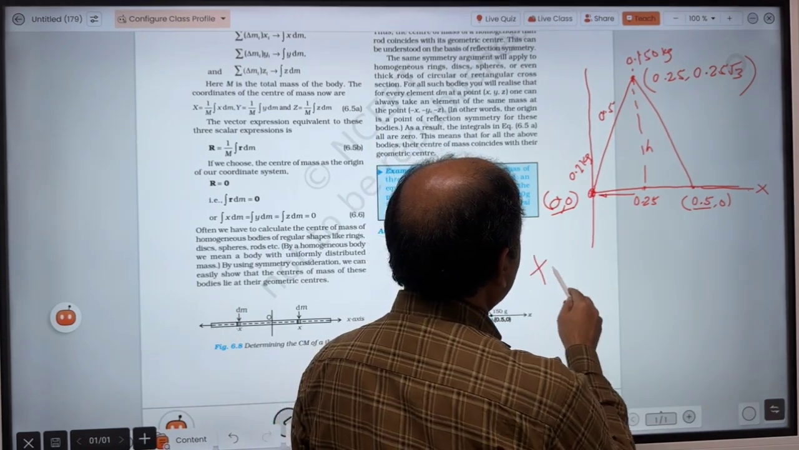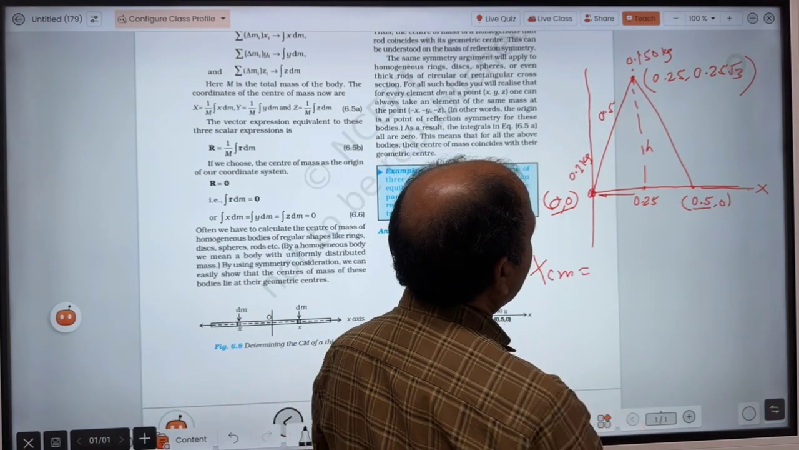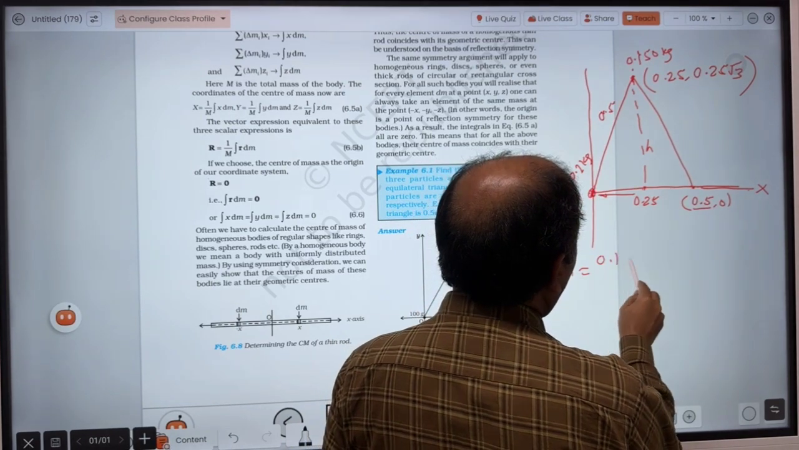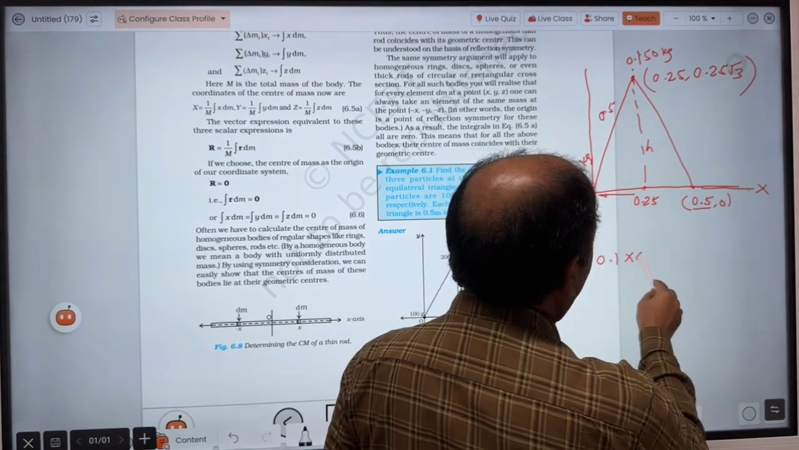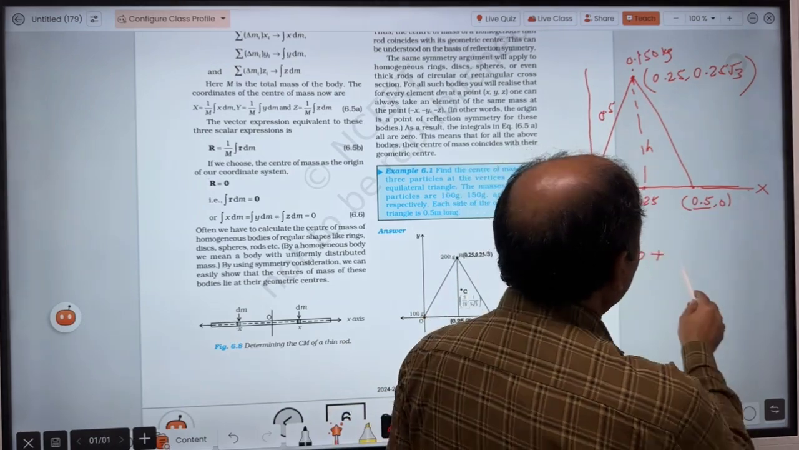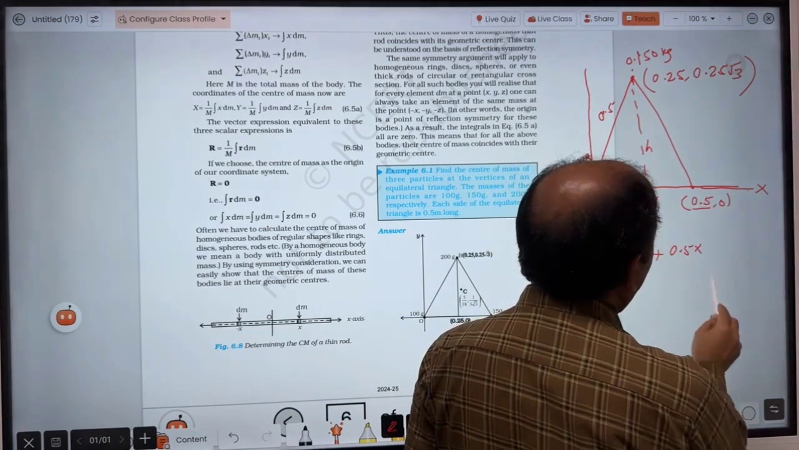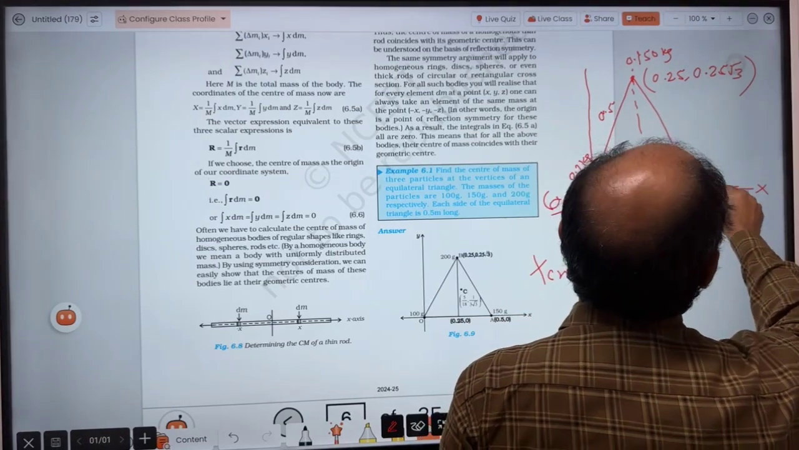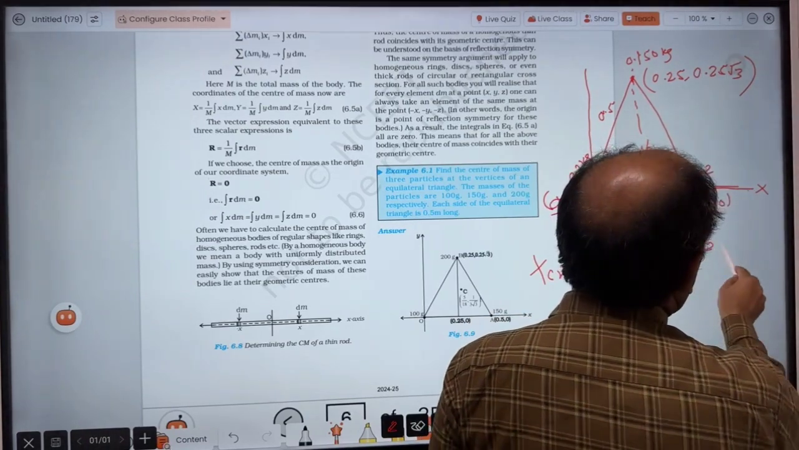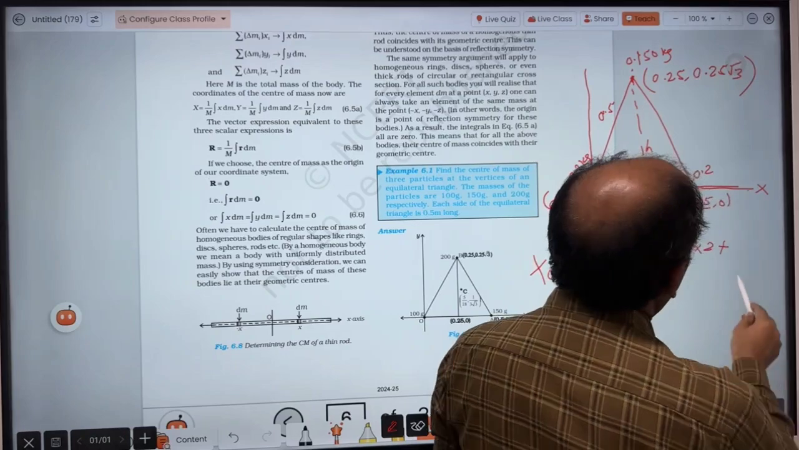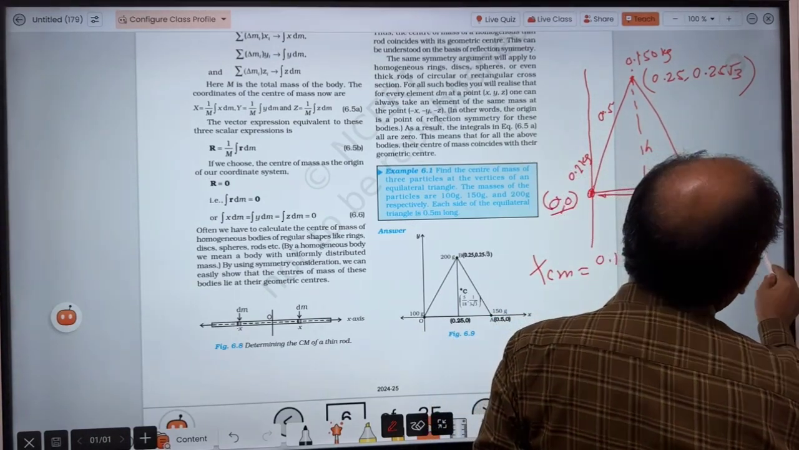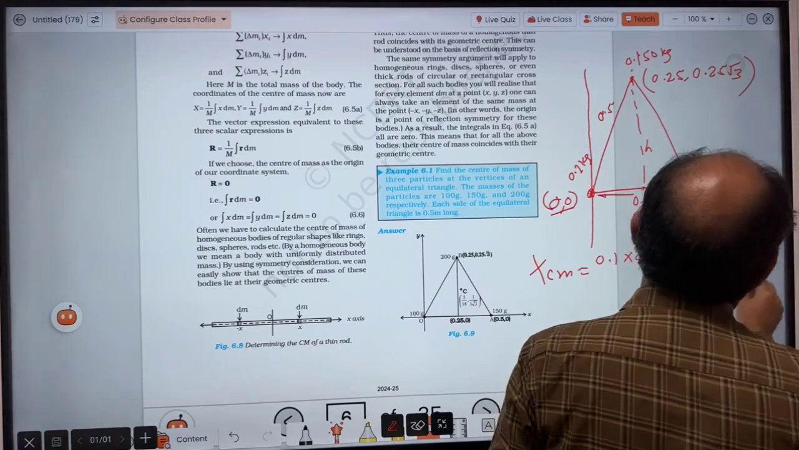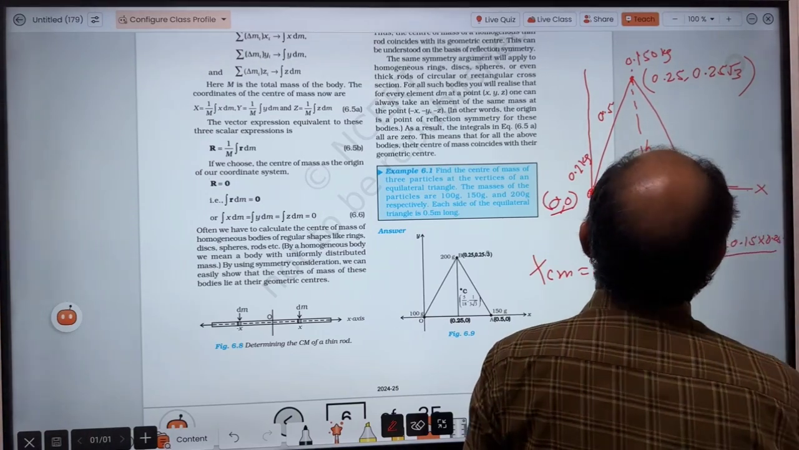So if you find xcm, what will you do? You will take m 0.1 into x coordinate, it is 0. Then you will take this point 0.5 into mass, this is 200 gram, that is 0.2 kg. So 0.2 into 0.5, plus the third mass you are going to take, 0.15 into 0.25, divided by the sum of the three masses.